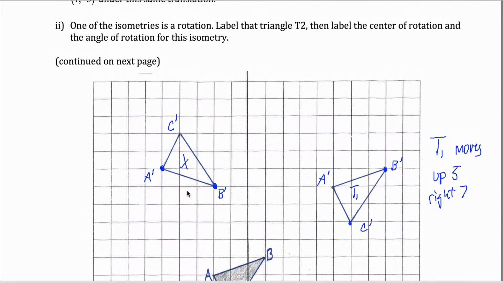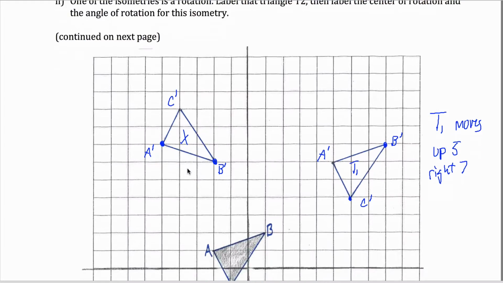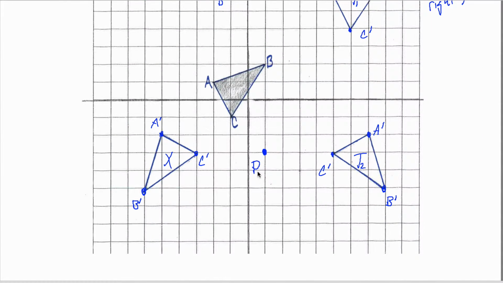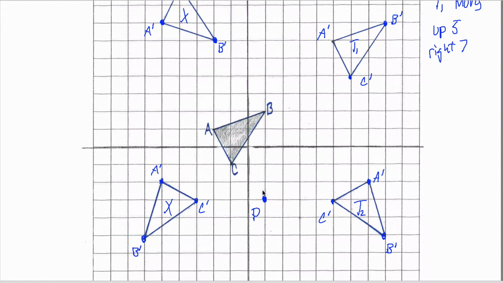Did it give me a name for this point? Nope, it just said a point. It needs to be transformed, so maybe I'll call this P or something. I'm going to take P and transform it by moving it up 5: 1, 2, 3, 4, 5. And then to the right by 7: 1, 2, 3, 4, 5, 6, 7. And this would be P prime, the image of this point P under this translation.